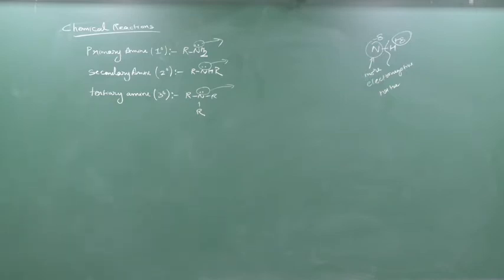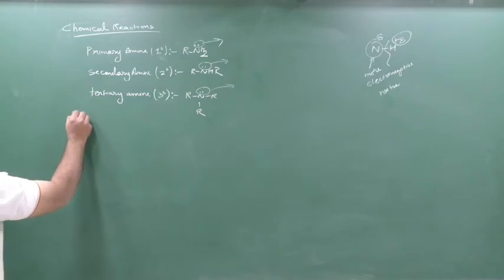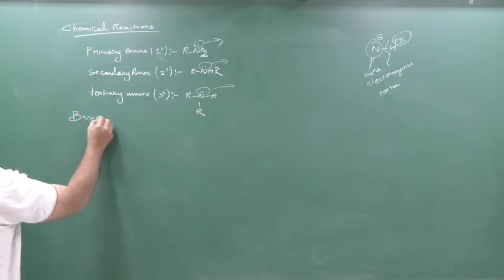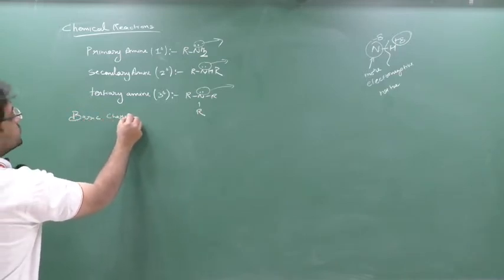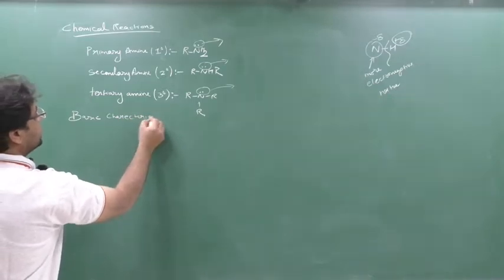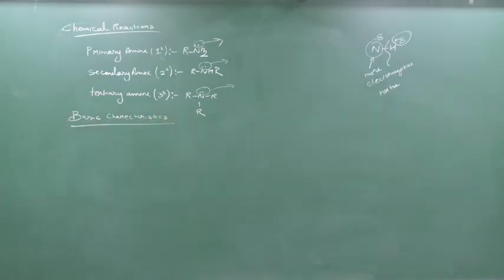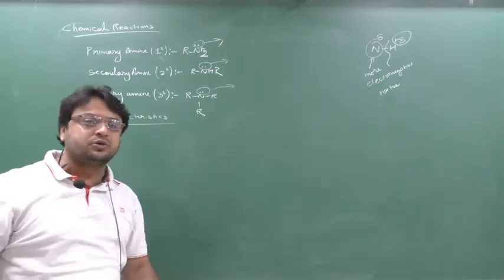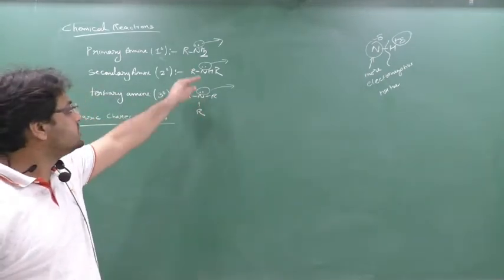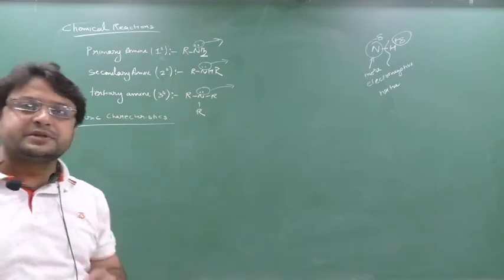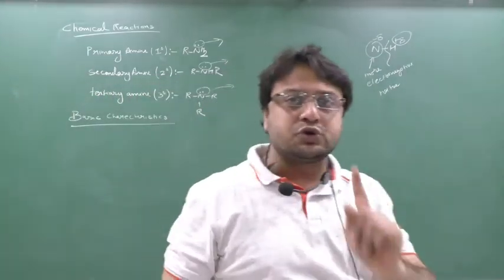Clear? Next topic: basic characteristics. So, beta, the basic characteristic of amine is due to what? This is a very important MCQ. The basic characteristic of amine is strictly due to the lone pair present on the nitrogen. So due to the presence of the lone pair on the nitrogen, it shows the basic character.